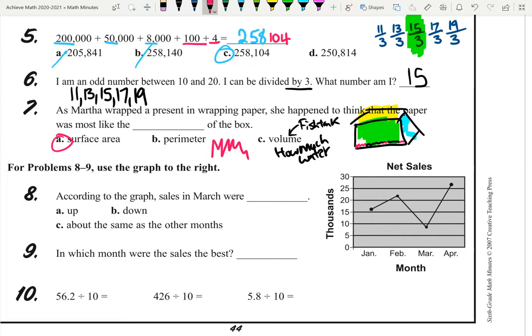Number 8, according to the graph, sales in March were blank. Now to read this, what happens in the past? It goes up, down, and then up. So in accordance to the previous month, sales were down. In which month were sales the best? Well, let's look at the highest number. I'm going to go ahead and see. And this is April.